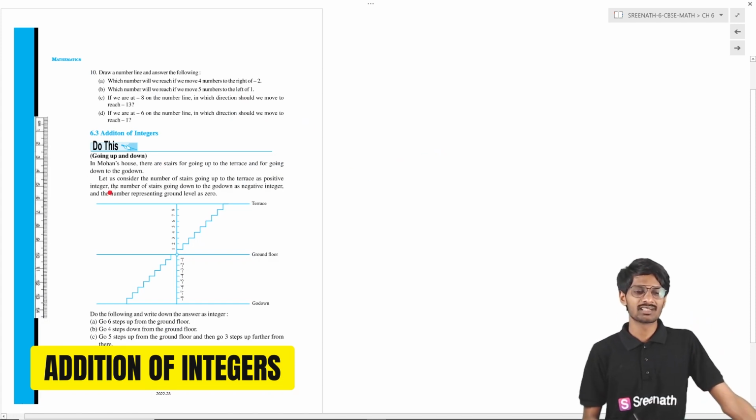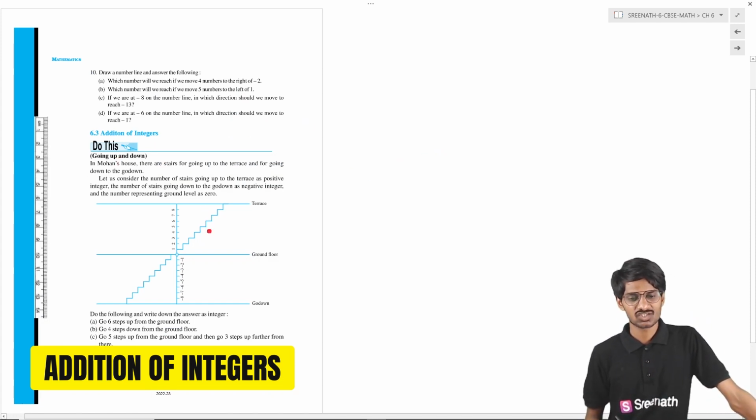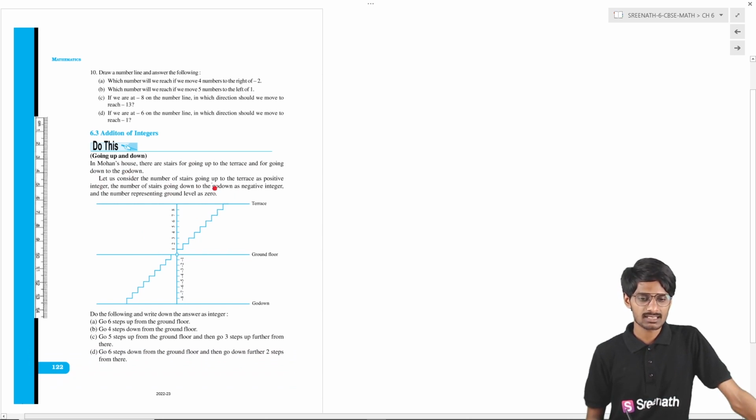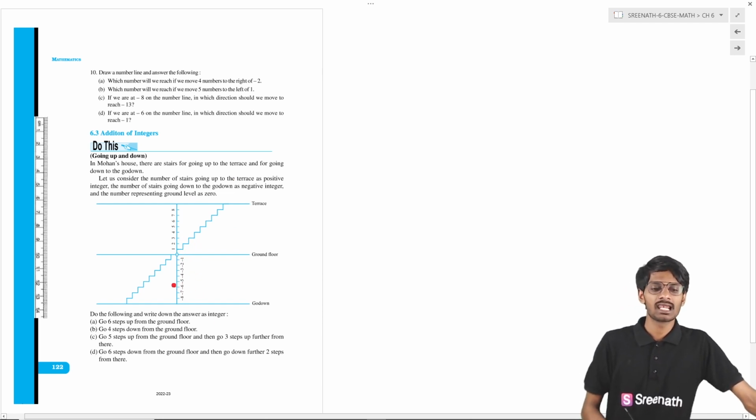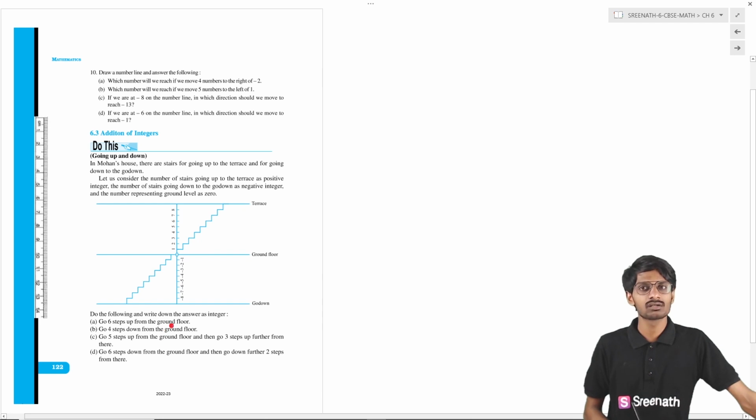Hello, students. Now we will discuss how to add integers, addition of integers, students. In Mohan's house, there are stairs for going to the terrace and stairs to go down. The ground floor is taken as the reference level, or 0, and the steps towards the terrace are numbered 1, 2, 3 like that, and the steps going down are -1, -2, -3 like that. Now do the following and write the answer. Go 6 steps up from the ground floor.